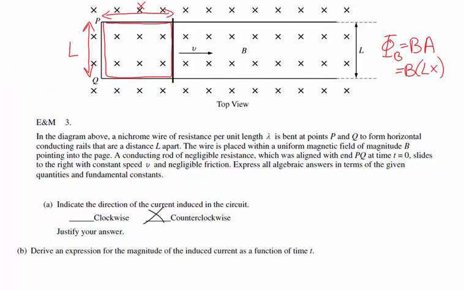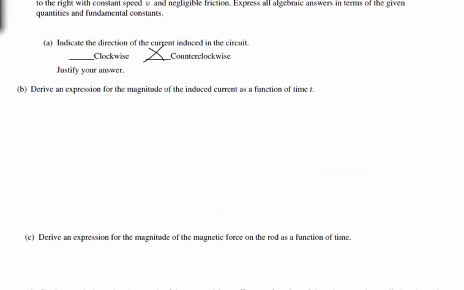And so for the next part, we're asked to derive an expression for the magnitude of the induced current as a function of time. And so you can see that I've drawn the area of the loop. It has a height L, and the width of it is x. And so the magnetic flux into the page is going to be B times L times x. Faraday's law says that the induced voltage is going to be equal to the rate of change of that magnetic flux. Again, here we're looking for the magnitude of the voltage that's induced, the magnitude of the induced EMF.